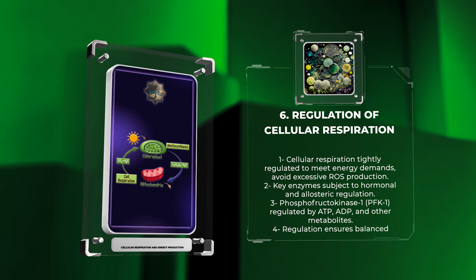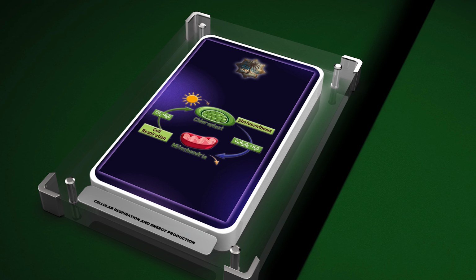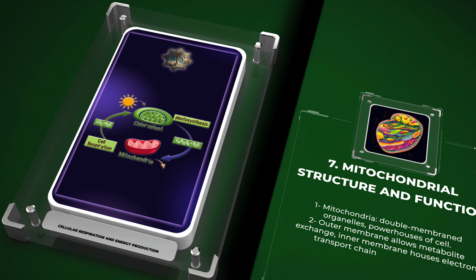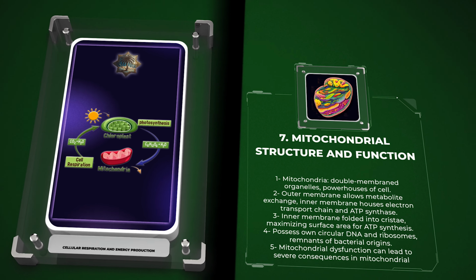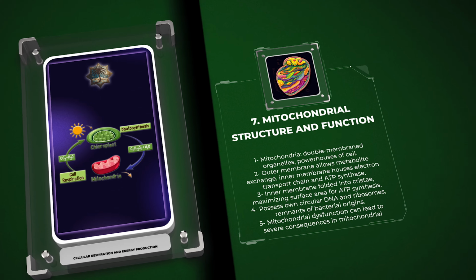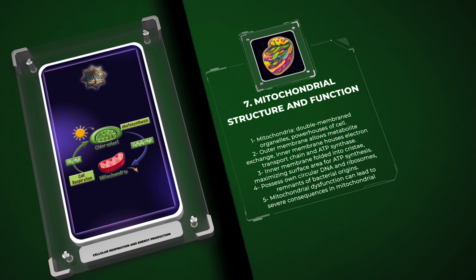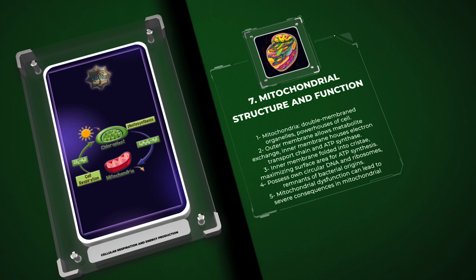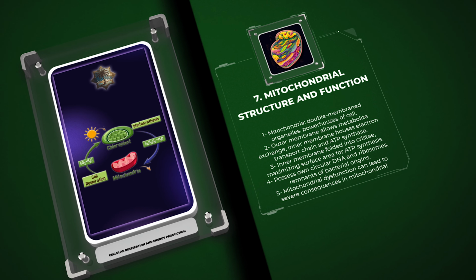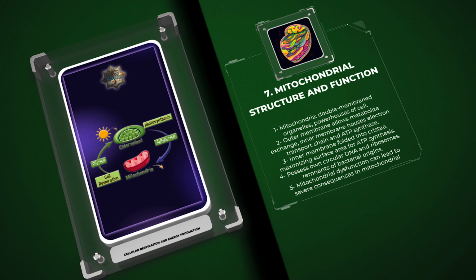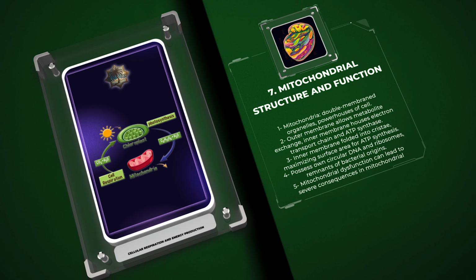Mitochondria are double-membraned organelles that serve as the powerhouses of the cell. Their outer membrane allows the exchange of metabolites, while the highly folded inner membrane, known as cristae, houses the electron transport chain and ATP synthase. This unique structure maximizes the surface area for ATP synthesis. Mitochondria also possess their own circular DNA and ribosomes, as remnants of their bacterial origins. Mitochondrial dysfunction can lead to severe consequences, as observed in various mitochondrial diseases.